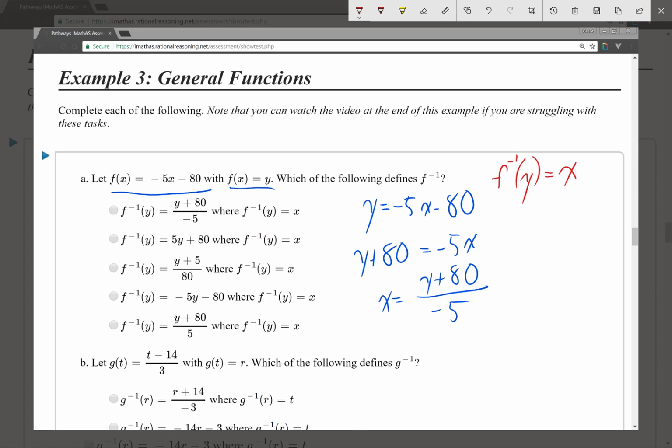But when we're writing this function definition, we want to express f inverse of y in terms of y. But we know that x is equal to y plus 80 divided by negative 5, so we can continue our equation and write this equal to y plus 80 divided by negative 5. So we know that f inverse of y is equal to y plus 80 divided by negative 5, which in this case, for me, would be the first answer.